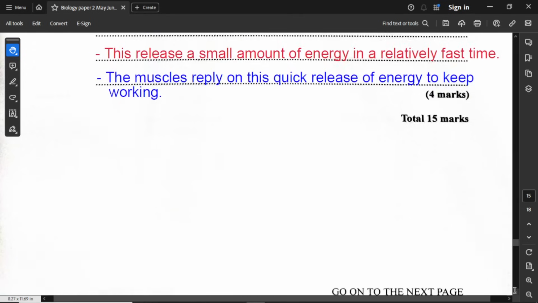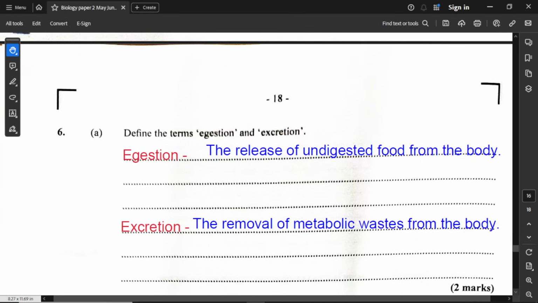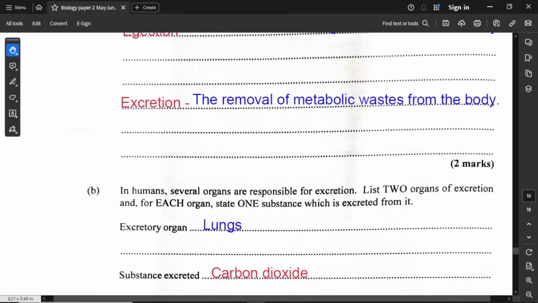All right, and now we are on to our final question. Again, a definition. This paper is loaded with definitions. Now, it's to define the terms egestion and excretion. Egestion is the release of undigested food from the body, while excretion is the removal of metabolic waste from the body. And metabolic means from chemical reactions. All right. And so respiration, for example, is a metabolic process. So therefore, carbon dioxide is a waste. All right. Just to make mention of that.